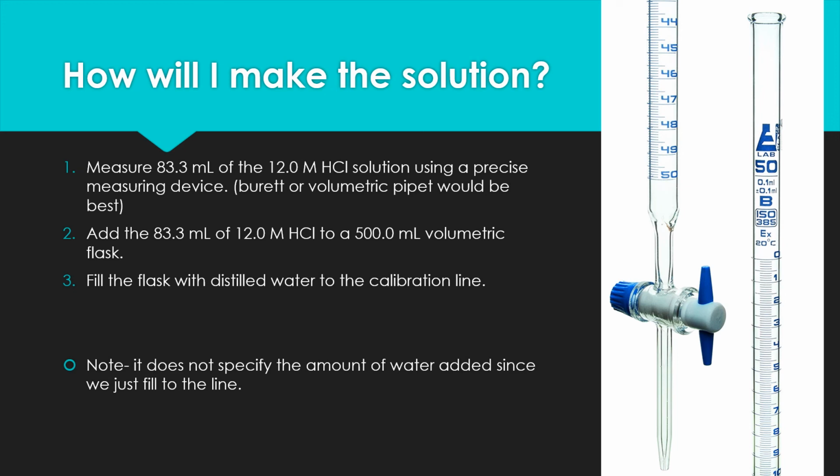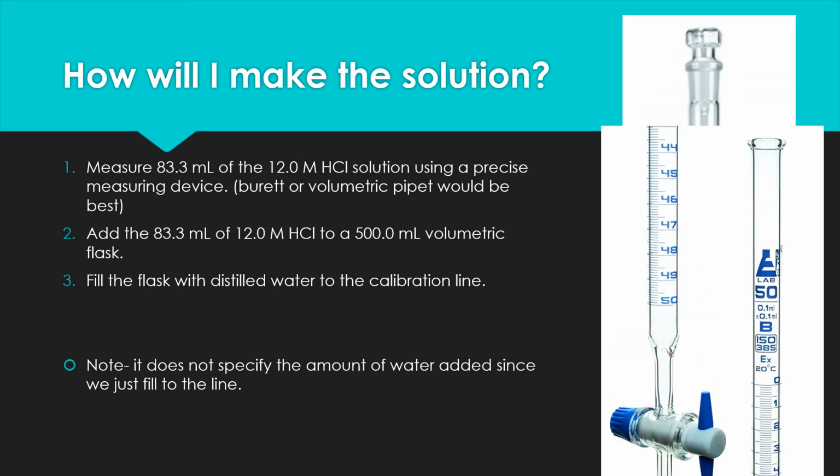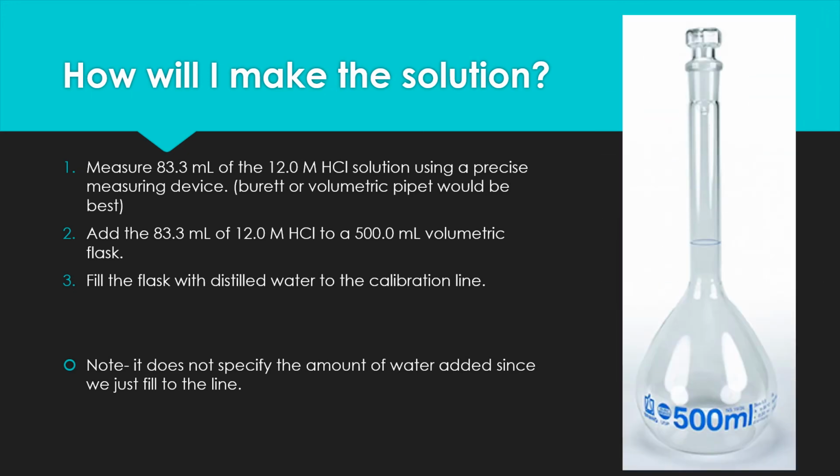So we would, step 2, add the 83.3 milliliters of 12 molar HCl to a 500 milliliter volumetric flask. So our goal in the last question on the previous slide was to make 500 milliliters of that solution. That's how much my class needed. So we would need to use a 500 milliliter volumetric flask, since that's how much we want to make. So we'd add our 83.3 milliliters to it, and then we would fill the flask with distilled water to the calibration line. Okay, we'd fill it up till our meniscus hit that line. So we'd want our meniscus to be just hitting that line, making sure we get the right volume.